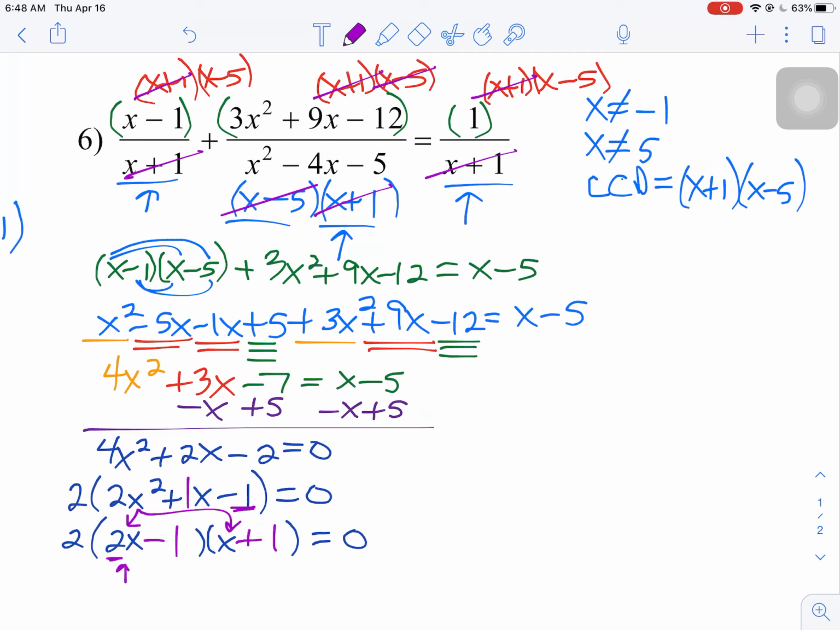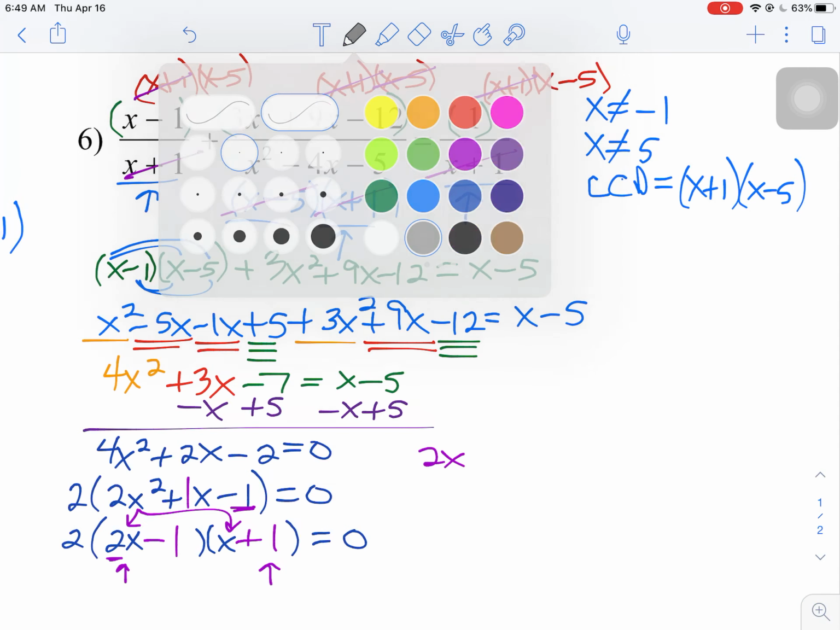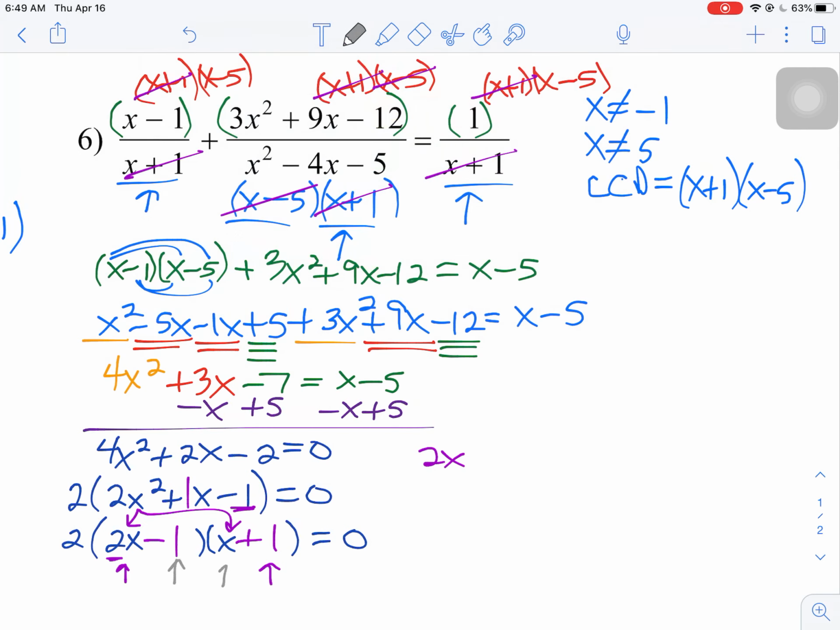So I'm looking at 2x times 1 is 2x. And then I'm looking at negative 1 times x is negative 1x. 2x minus 1x is x, which is perfect because I was supposed to add up to x. So that means, yes, we have factored that correctly.